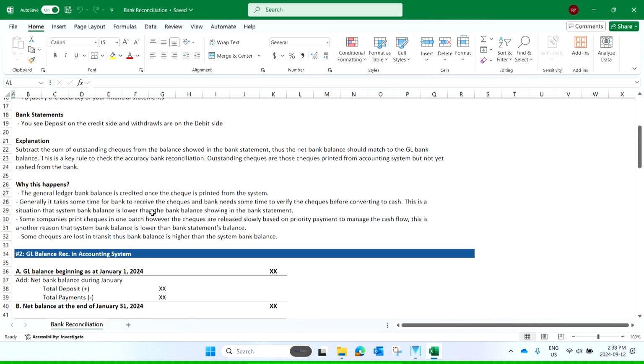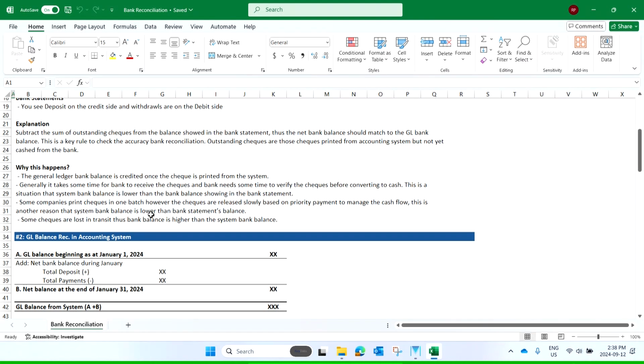So why do we need to reconcile the bank and GL? Because the general ledger balance is credited as soon as we print the check. When we print the check, what happens? We debit accounts payable and we credit the bank. Right away, our bank balance is down, so the GL is down. But if we are holding those checks, the bank has literally no idea that we printed the check. In some systems you can put the checks on the online portal, but in reality, until the bank receives and verifies the check, the bank has no idea that you printed that check in your system.